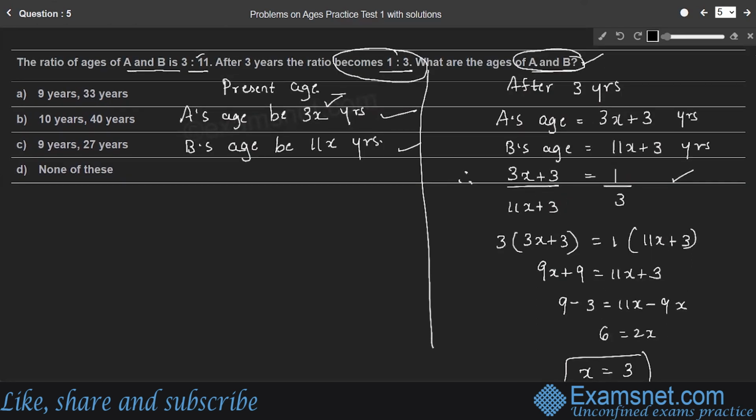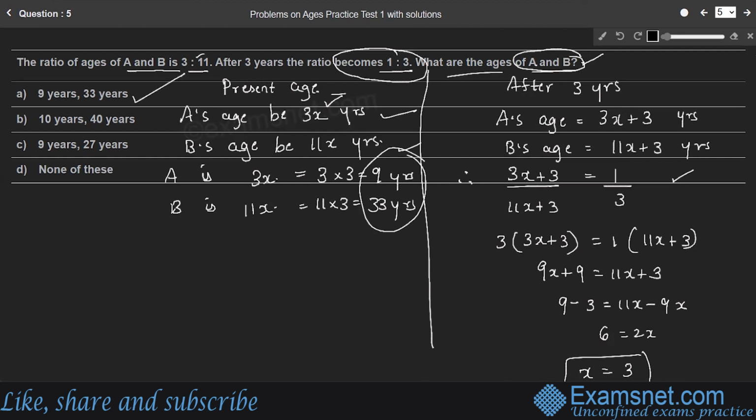Right? So, here, A's age is 3x years. 3x in the sense 3 into 3, so A is 9 years old, and B is 11x years old, which is 11 into 3, 33 years old. So 9 and 33 years are their ages. So option A is the right answer.